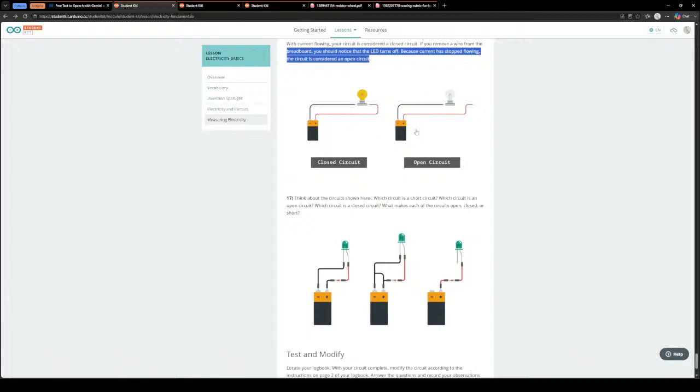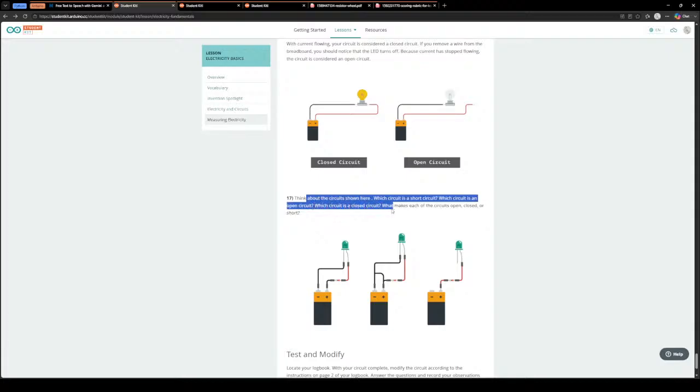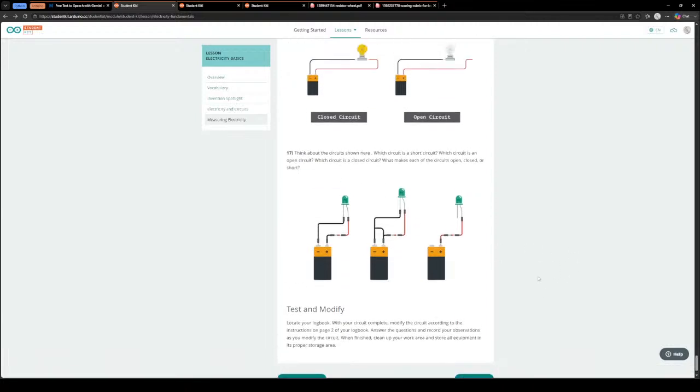Closed circuit, open circuit. Think about the circuits shown here. Which circuit is a short circuit? Which circuit is an open circuit? Which circuit is a closed circuit? What makes each of the circuits open, closed, or short? This is closed, this is open, this is a short, because it's going from the positive to the negative with nothing in between.